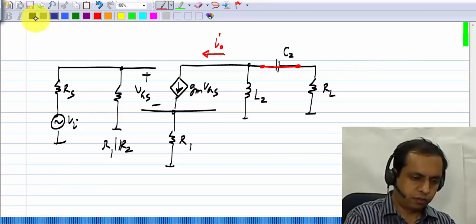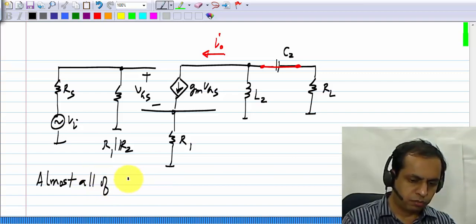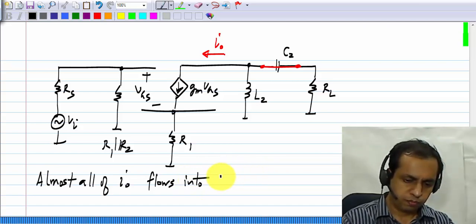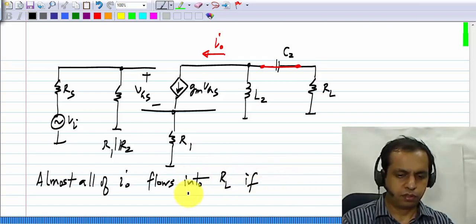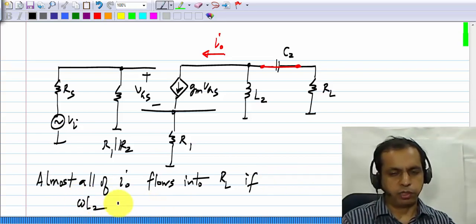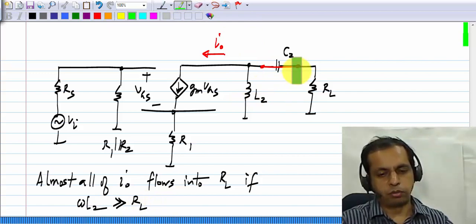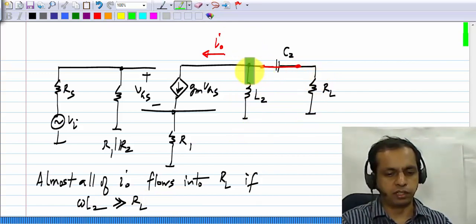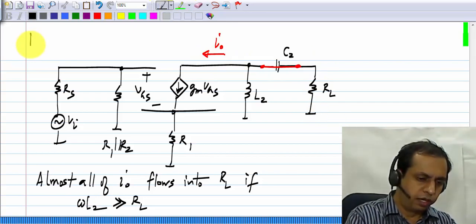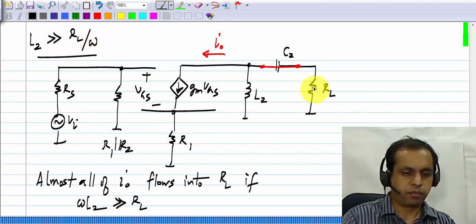Okay. Almost all of I0 flows into RL if omega L2, where omega is the signal frequency and omega L2 of course is the reactance, is much more than RL. Okay. So you have a parallel combination of impedances and one impedance is much higher than the other. So all of I0 will go into RL. So that's how you have to choose L2, right? For L2 also there is a minimum size constraint. L2 has to be much more than RL by omega. Okay.